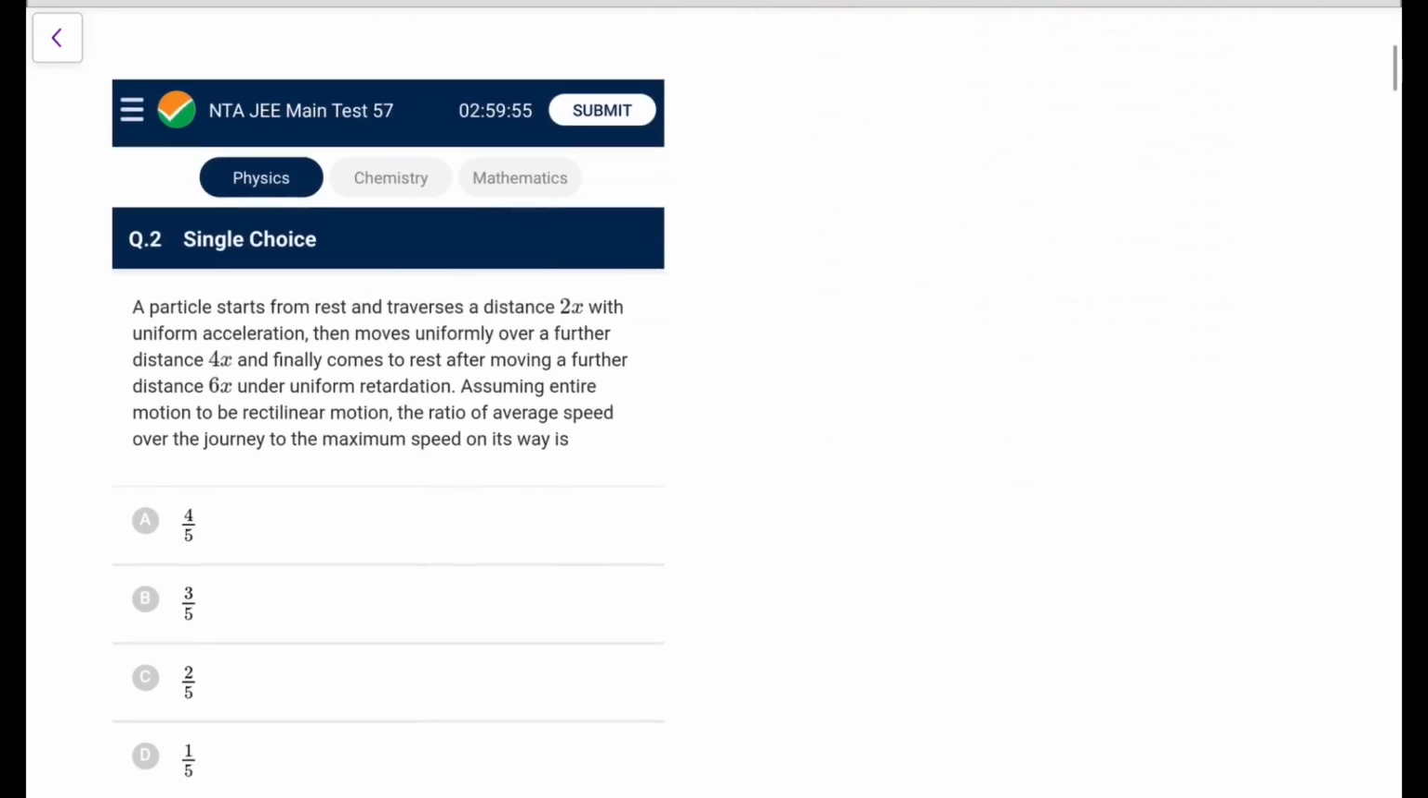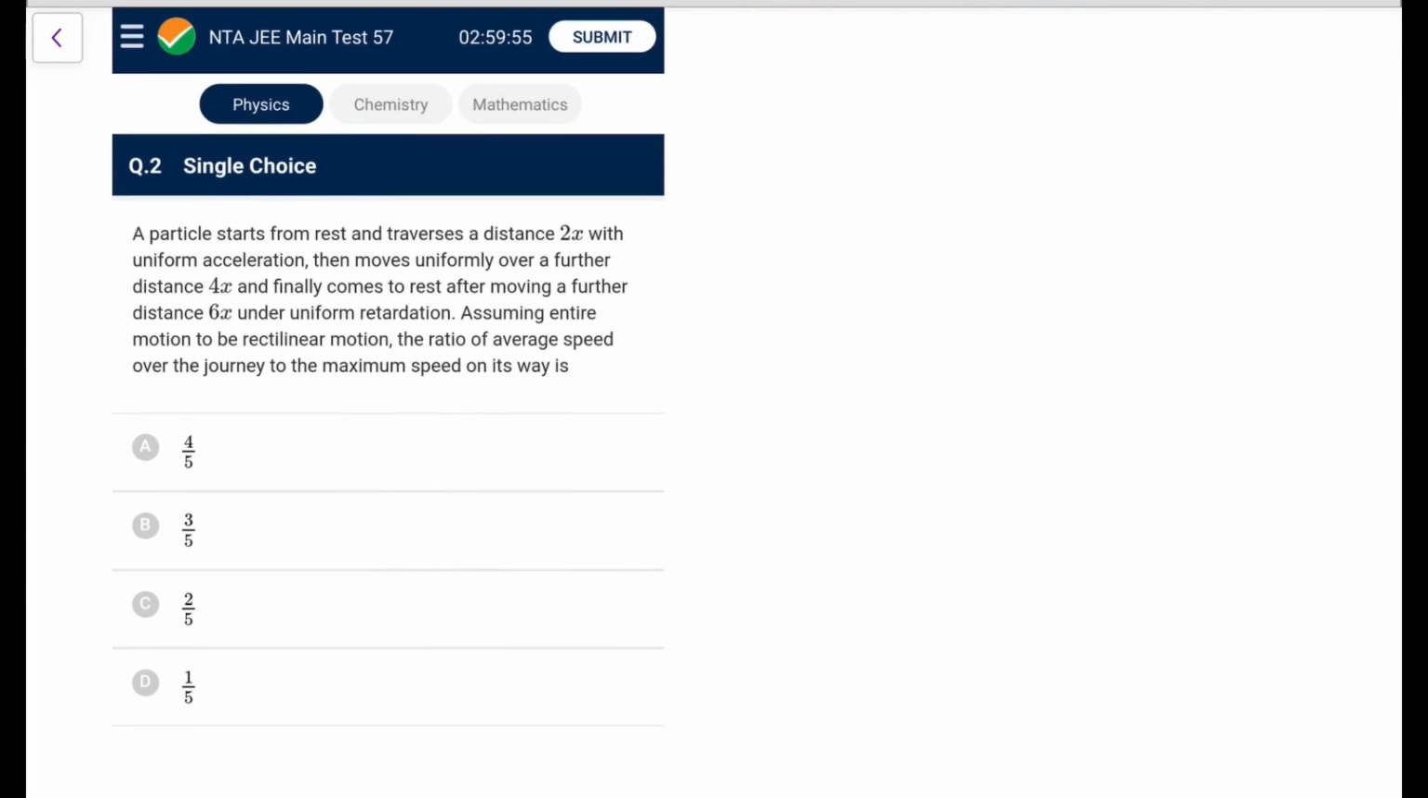Now move ahead. Question number 2. A particle starts from rest and traverses a distance 2x with uniform acceleration and moves uniformly over a further 4x, and finally comes to rest after moving a further 6x under uniform retardation. Okay, assuming entire motion to be rectilinear, the ratio of average speed to the maximum speed. So this question we generally do by VT curve.